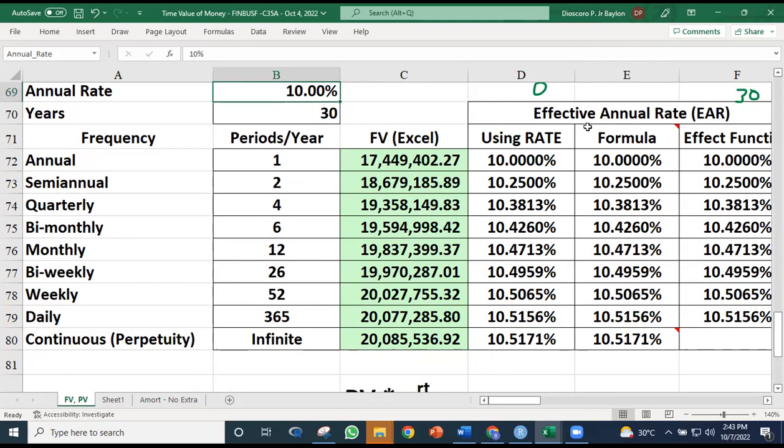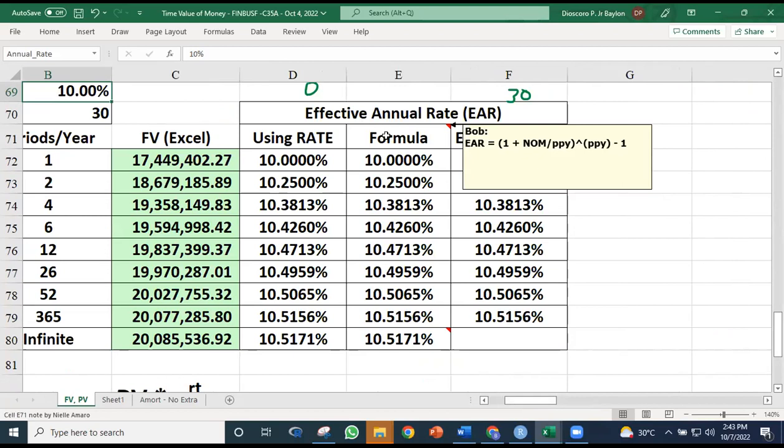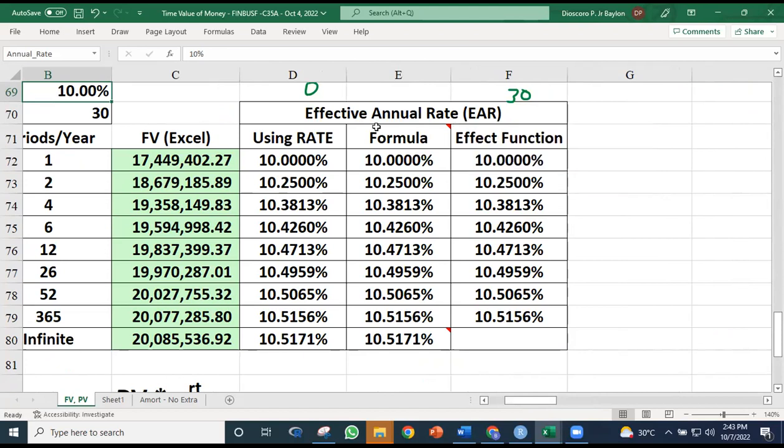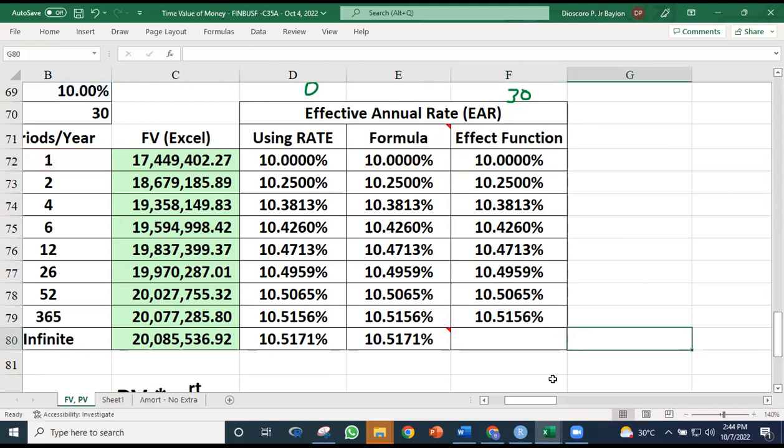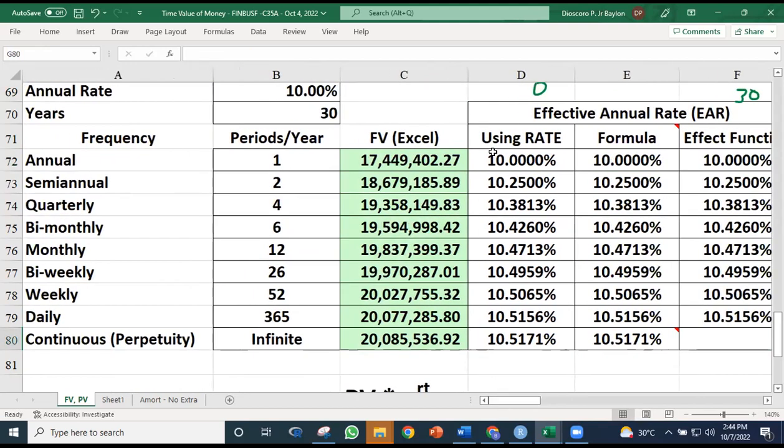So we learned how to compute this using the rate function in Excel, using the formula, which we identified last time as 1 plus the nominal rate divided by the periods per year, raised to the periods per year, minus 1 will give us the EAR, effective annual return. And then we can also use the EFFECT function, very easy to use, which just requires two parameters. First is the nominal rate or annual rate, and then next is the number of periods per year. So this will give us the effective annual return. As an application, Julio, yes, you have a question?